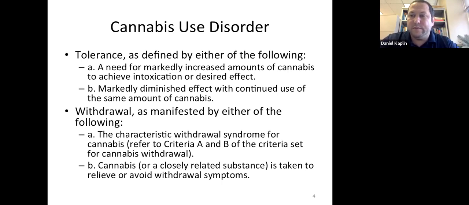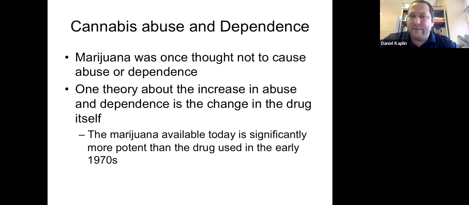Now let's start chipping away at some of the myths. It was previously thought that marijuana could not or does not cause any form of abuse or dependence.